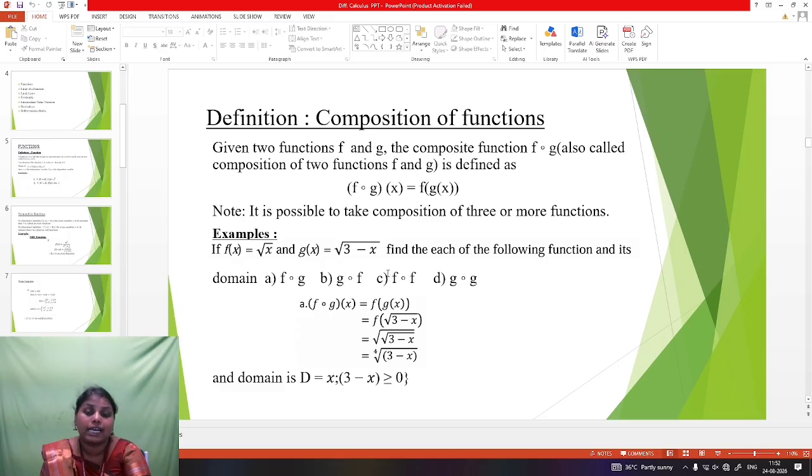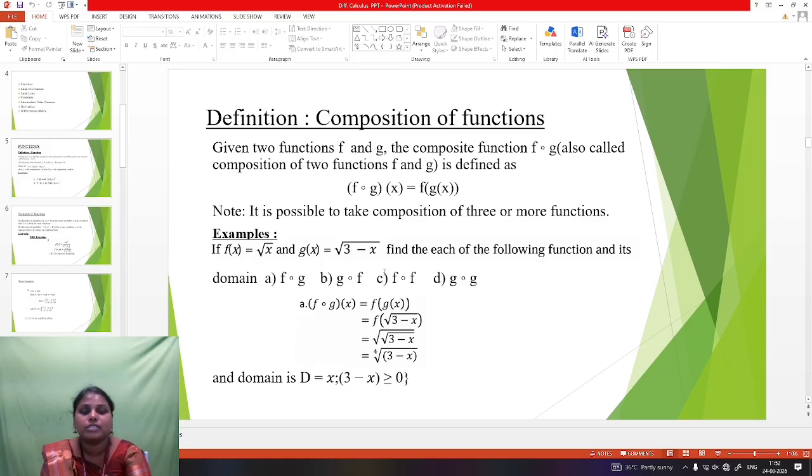Calculate the following values: A, f composite g; B, g composite f; C, f composite f; D, g composite g. That is, f to g, g to f, f to f, g to g. First one, A: f composite g of x.